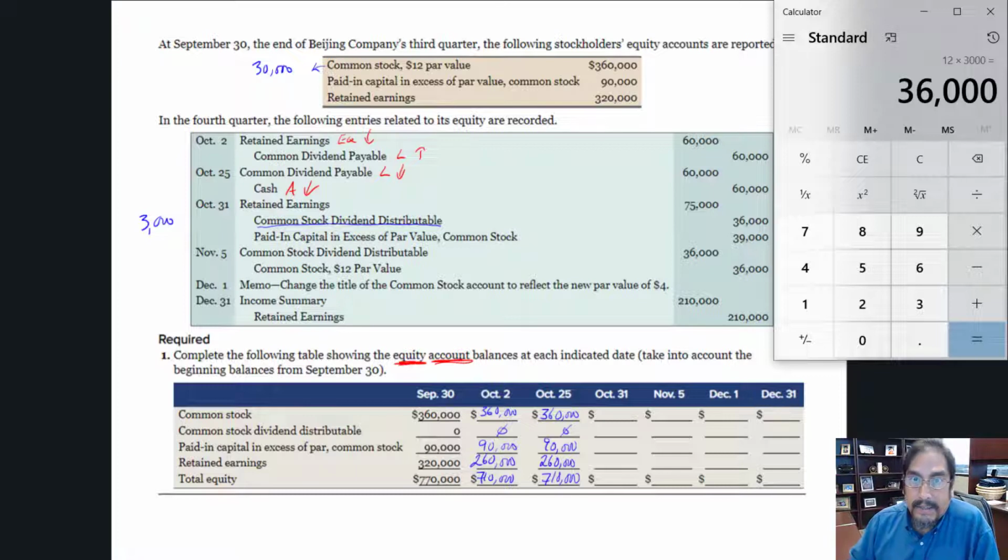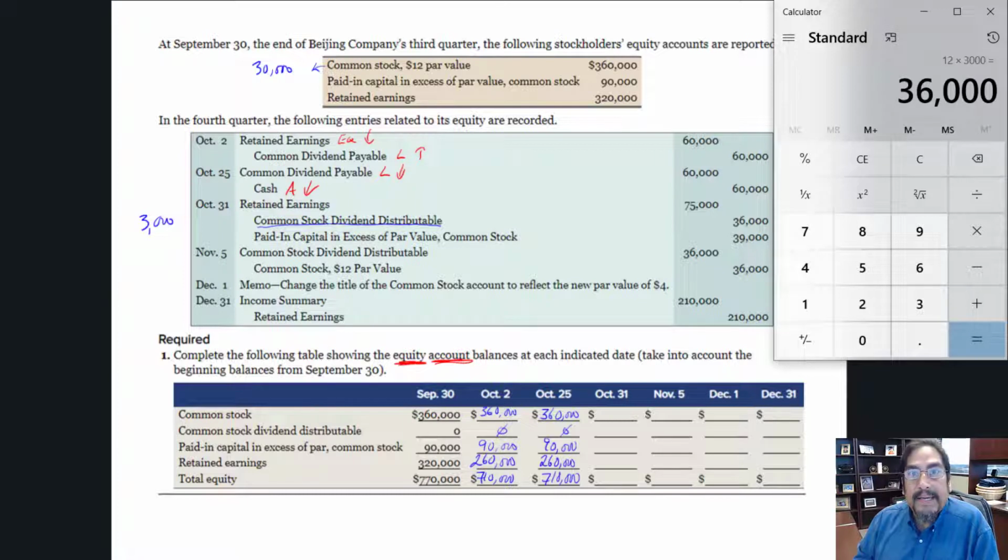That's issuing the shares. Right now, because this is just the declaration, we're not actually paying the dividend. We are going to credit an account called Common Stock Dividend Distributable. That is an equity account. That is not a liability account. It's very similar to the liability account that we use when we're paying a cash dividend, but because this is a stock dividend, we're using an equity account.